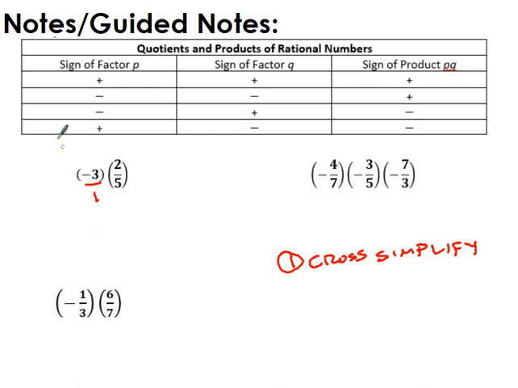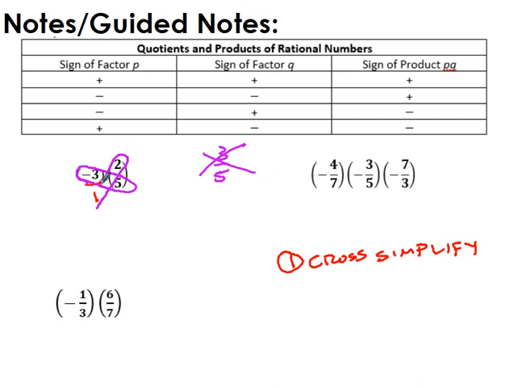What I mean by cross simplify is we are looking at the numerator and the denominator of separate fractions. So 3 and 5: do they have any common factor that I can simplify them by? If this was the fraction 3/5, can I simplify it? Do they have any common factors? And the answer is no, so I cannot simplify those.